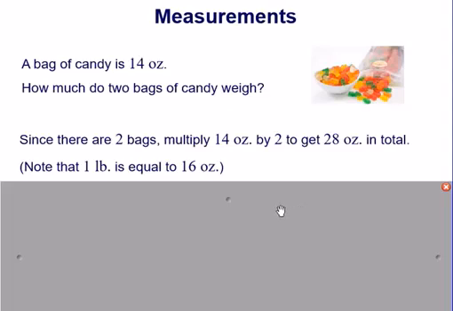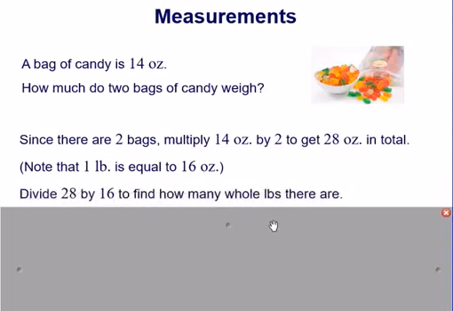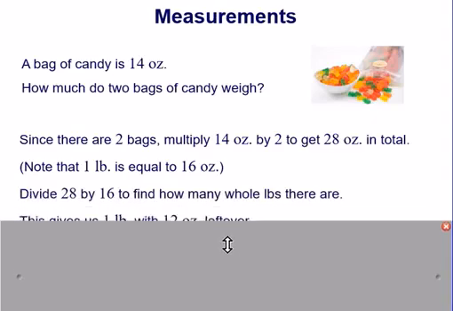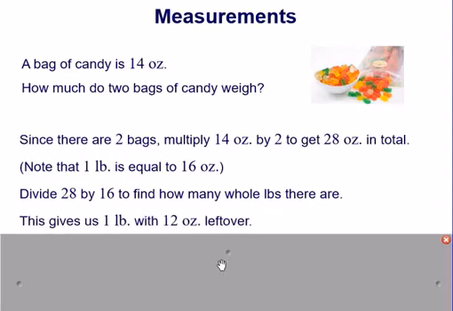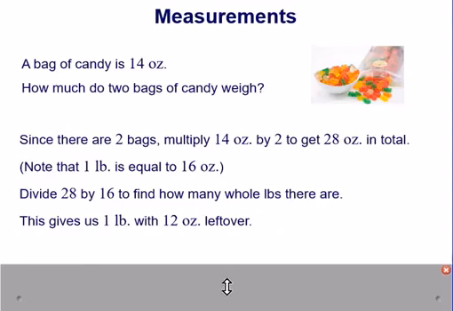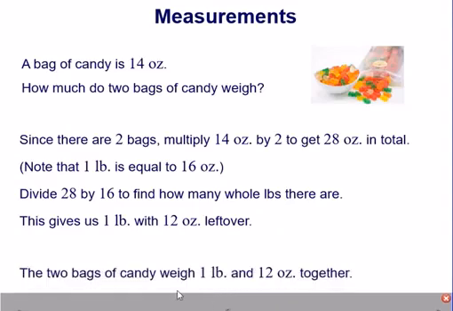But no, we have to be careful, because 1 pound is equal to 16 ounces, and we've gone over 16 ounces. We're at 28. So we're going to divide 28 by 16 to find out how many whole pounds there are. 28 divided by 16 will give us 1 pound with 12 ounces left over. So the 2 bags of candy weigh 1 pound and 12 ounces together. It's better to say 1 pound and 12 ounces versus 28 ounces.